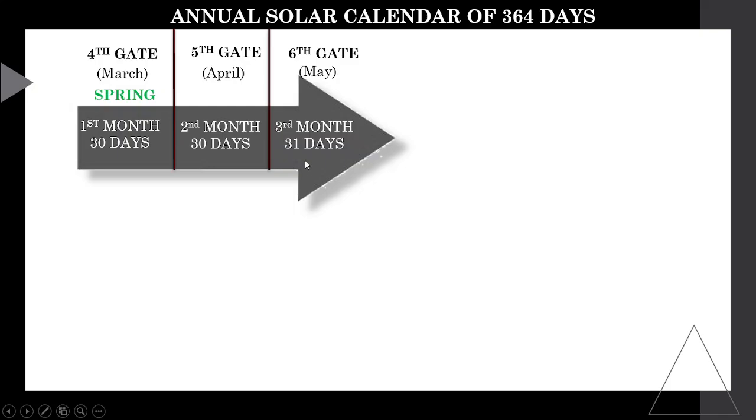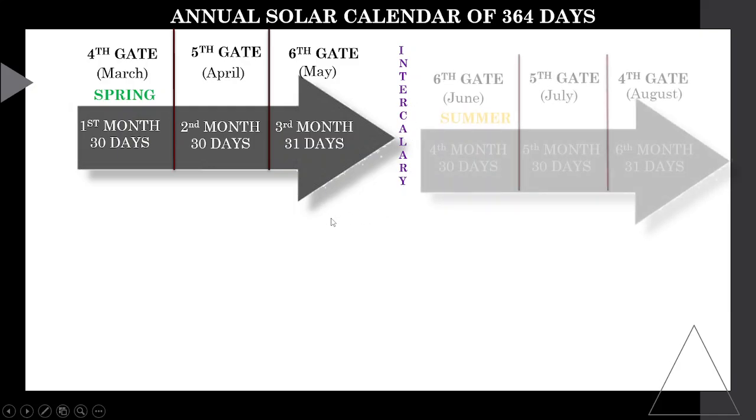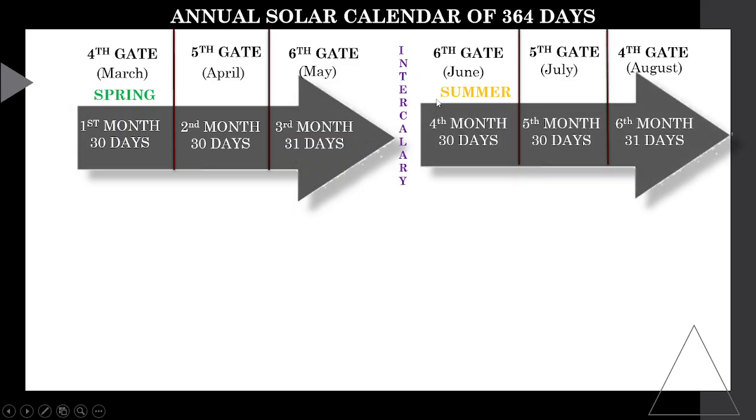Why? It's because there's about to be a change of seasons. And remember, each season has 3 months. There are 3 months here. So we have an intercalary day here, indicating that we're shifting from spring to summer. So now we have the 6th gate again, because when there's an intercalary day, it stays in that same gate that it was in. So it was in the 6th gate in May.